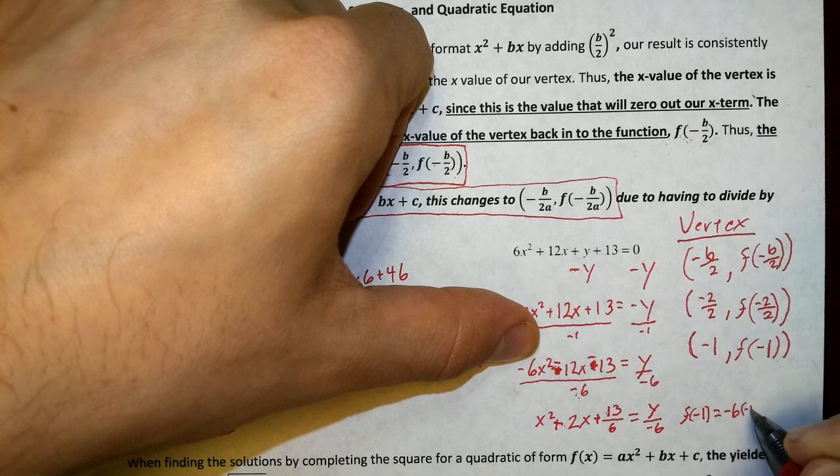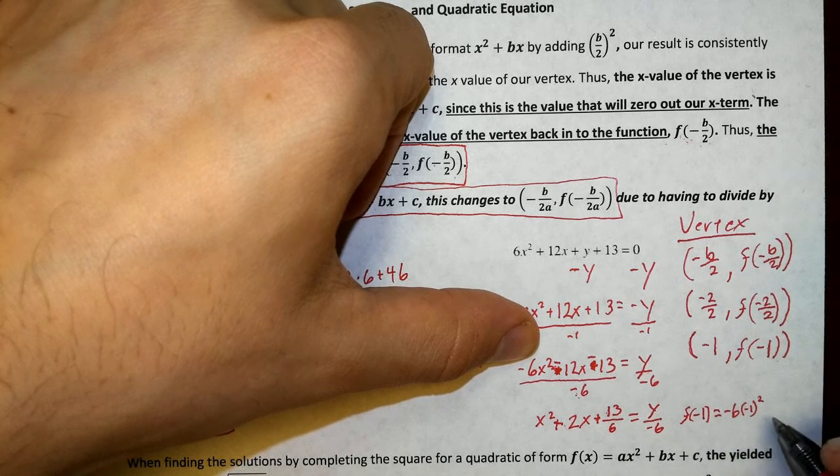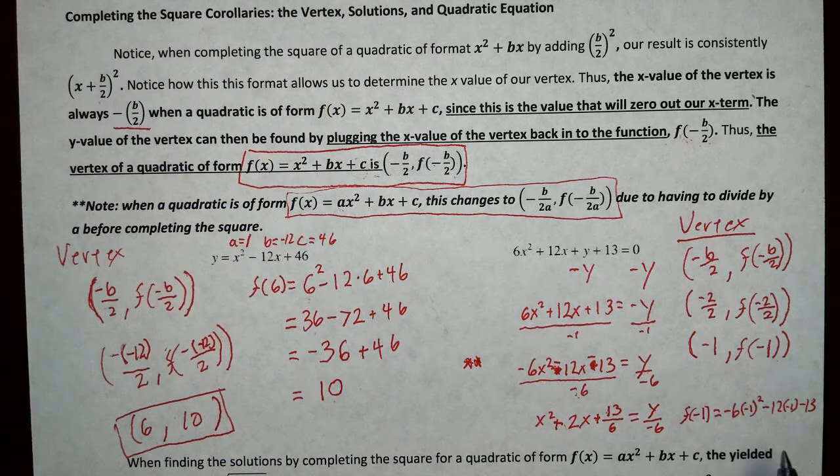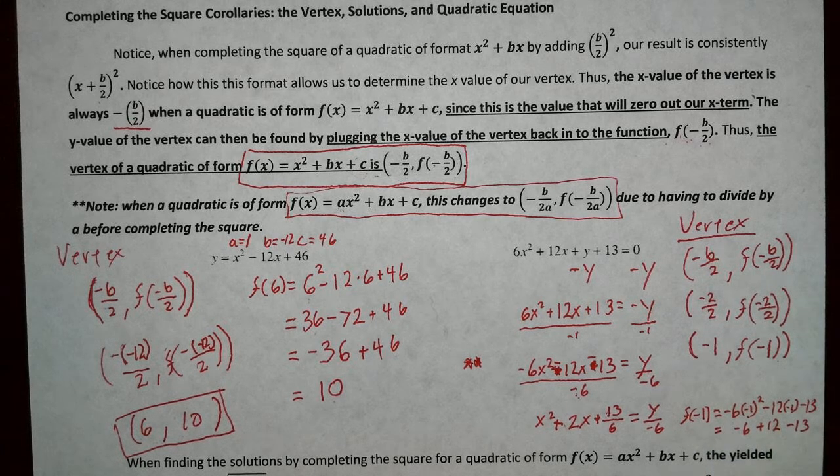negative 6, quantity negative 1 squared, minus 12 times negative 1 minus 13. Okay, going ahead and calculating this. I have a square term. I'm going to calculate that first, right? PEMDAS, please excuse my dear Aunt Sally. Negative 1 squared is going to be 1 times 6 is negative 6. Negative 12 times negative 1 is plus 12, and then minus 13. Okay, negative 13 plus 12 is going to be 6. 6 minus 13 is going to be 7.